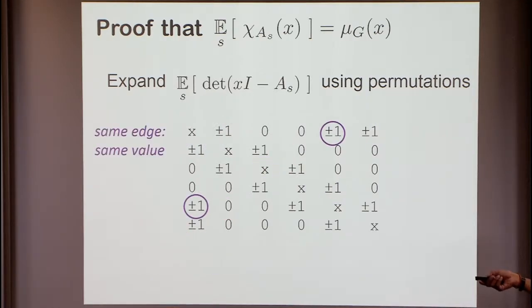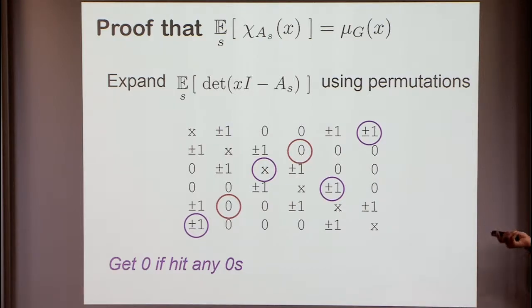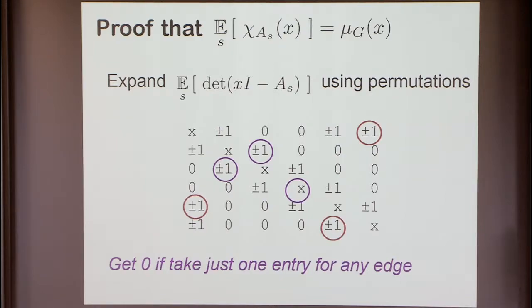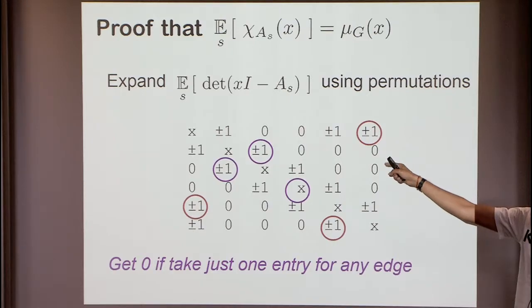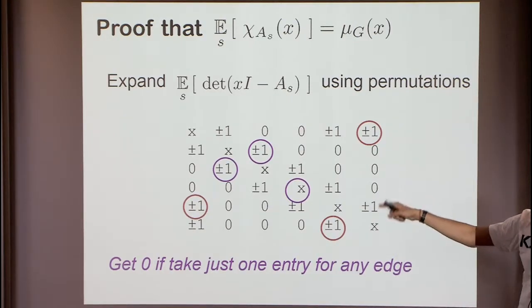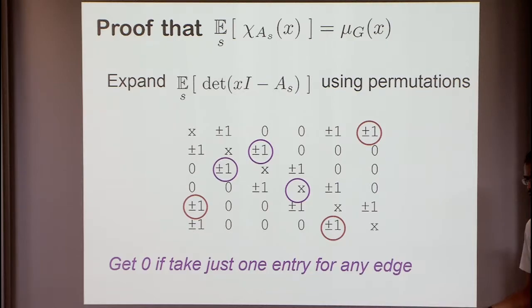Okay, so here's the proof, right? You expand the determinant using permutations. The determinant is the sum of products over permutations of the entries. So let's look at the contribution from different permutations. Suppose I have a permutation that includes any 0 entries. Well, I get 0 because it's a product. And if I have a permutation that only takes 1 entry for any one of the edges, I also get 0 because it's an expectation of this product, and these entries are independent. And the expectation of each of these entries is 0. So if I just get 1 term coming from any edge, I get 0.